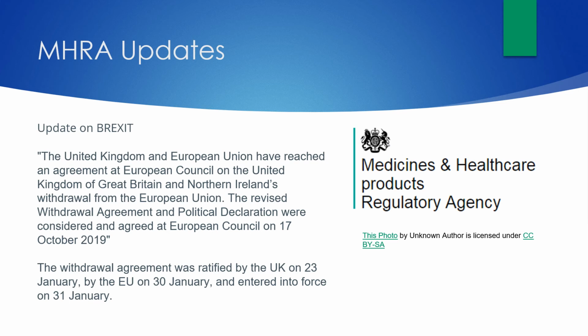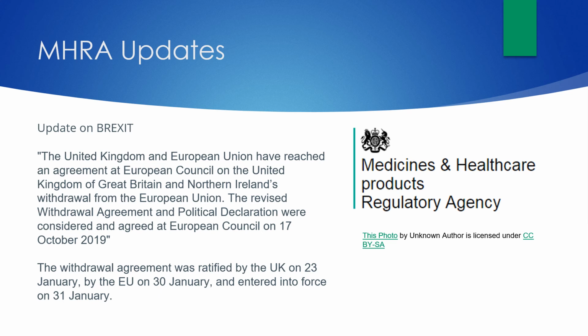So let's discuss an update on Brexit. The United Kingdom and the European Union have reached an agreement at European Council on the United Kingdom of Great Britain and Northern Ireland's withdrawal from the European Union. The revised withdrawal agreement and political declaration were considered and agreed at European Council on 17 October 2019.